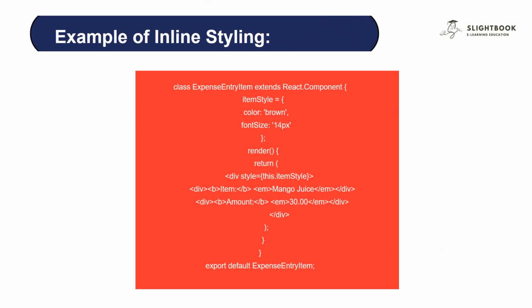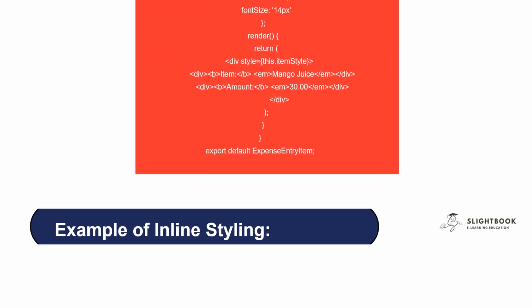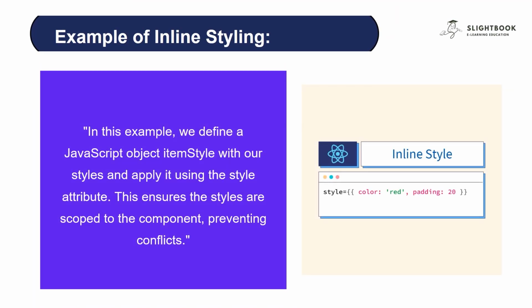Example of inline styling. In this example, we define a JavaScript object, item style, with our styles and apply it using the style attribute. This ensures the styles are scoped to the component, preventing conflicts.